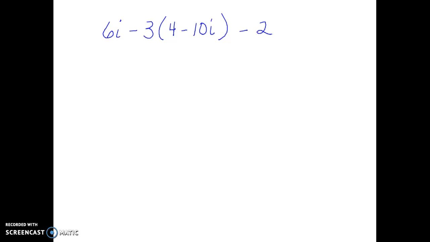I have a few more examples that we will walk through. In this example, I'm going to start with the distributive property. I'm okay with my exponents because I don't have an exponent other than 1 with my i's. Now it's a matter of just combining like terms. My constants would be my negative 12 combined with the minus 2. And then I can combine the two imaginaries, which would be 36i.